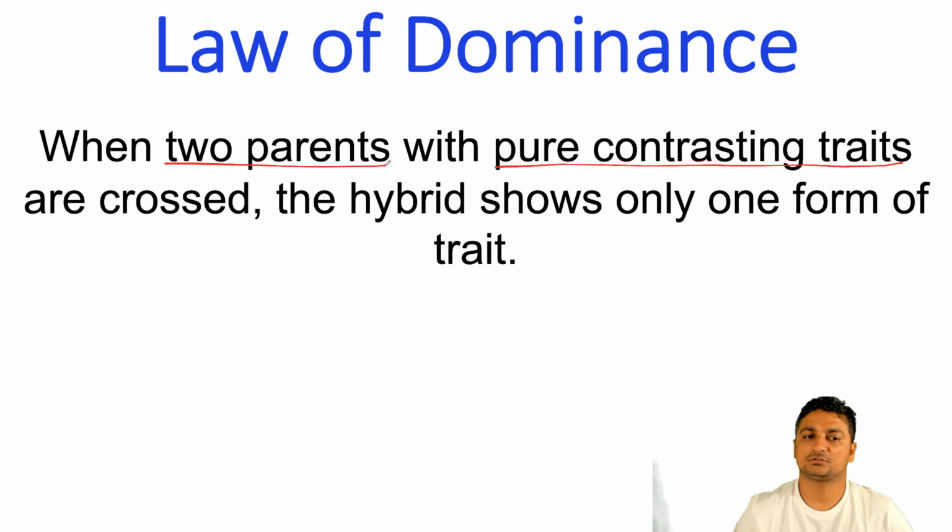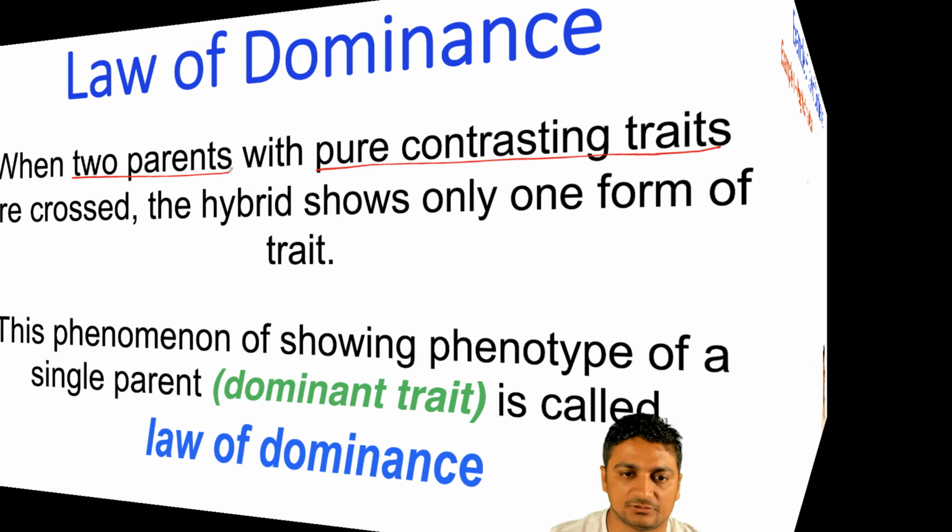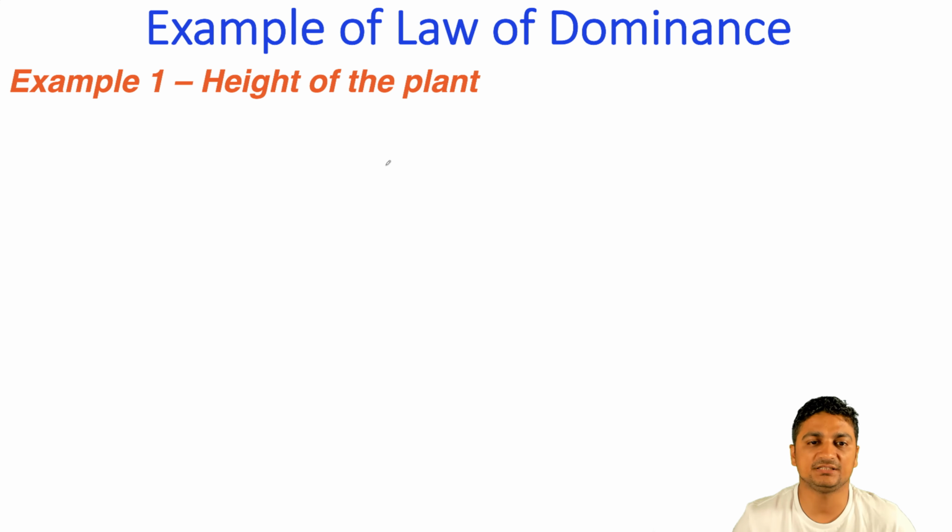So when we cross two different parents having pure contrasting traits, then in the hybrid we see only one form of trait. This phenomenon of the hybrid showing only the trait of a single parent is called law of dominance. It doesn't show two traits, it shows only one trait. So that is law of dominance, and the only one trait that is shown in the hybrid is called dominant trait. So it will be easier for us to understand if we have some example.